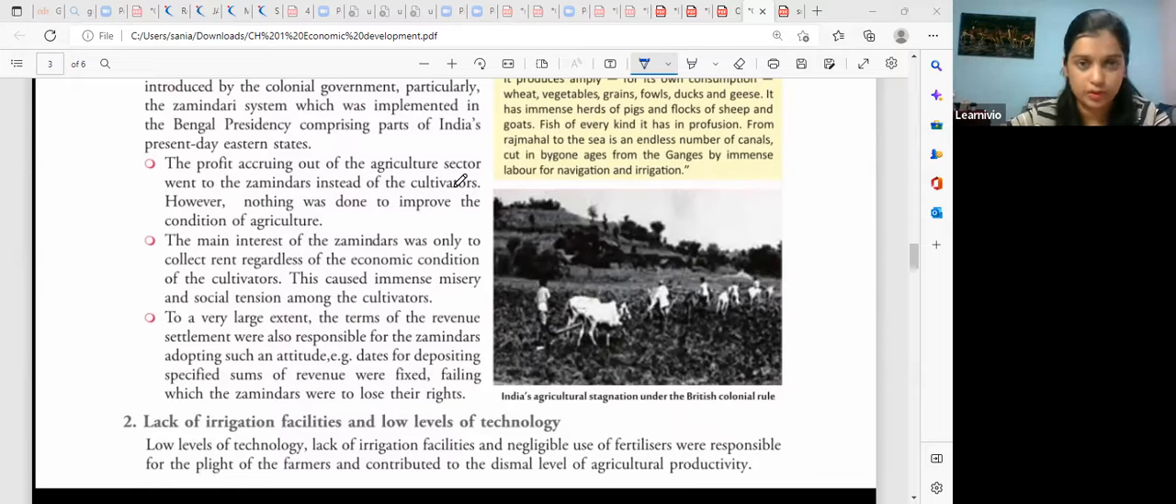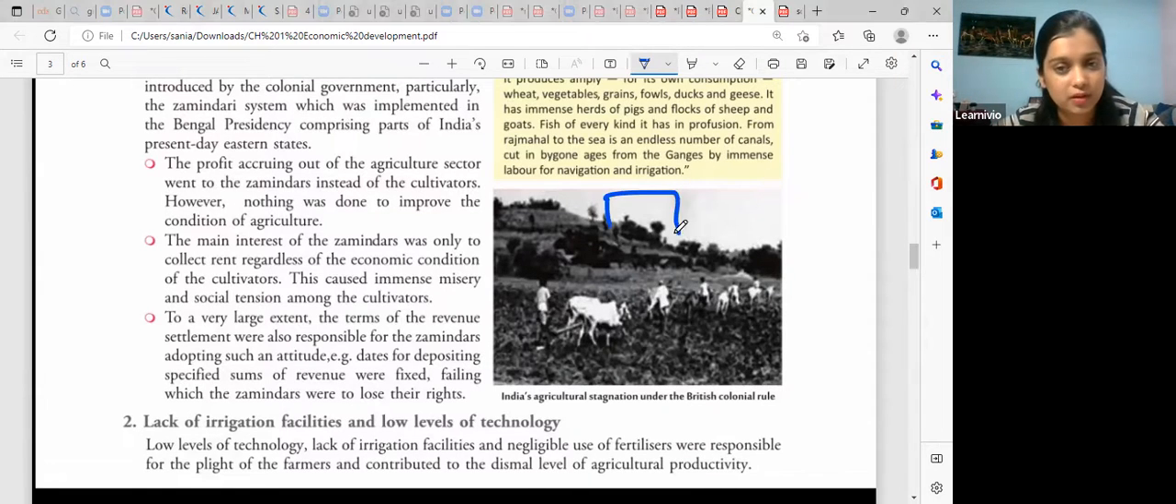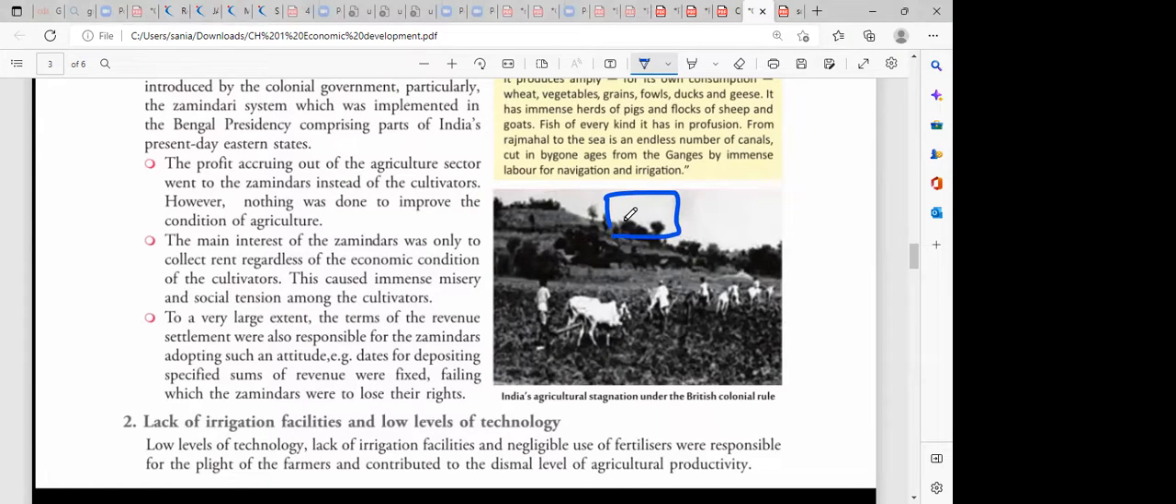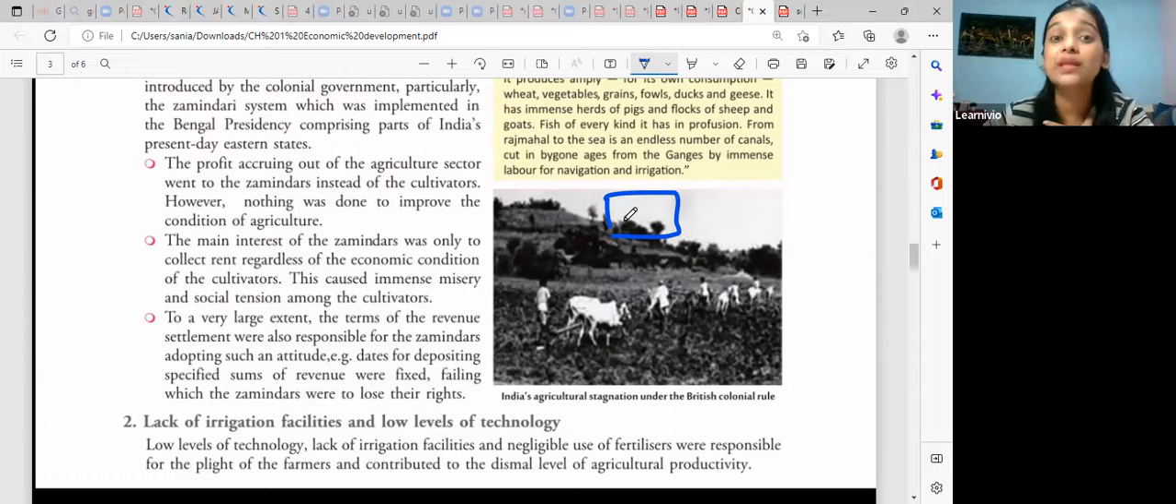So now this is a story. Zamindari system is basically: zameen is land, as you people know. Zamindari means whatever you are doing on this land, you have to pay me tax or rent. I am the zamindar.